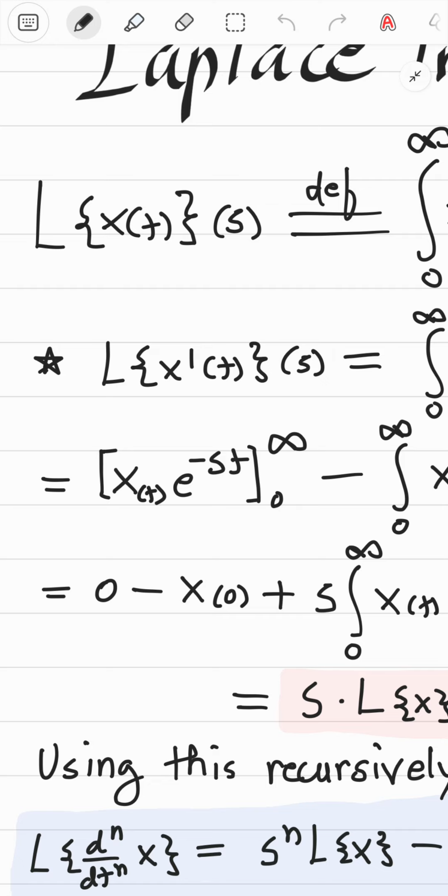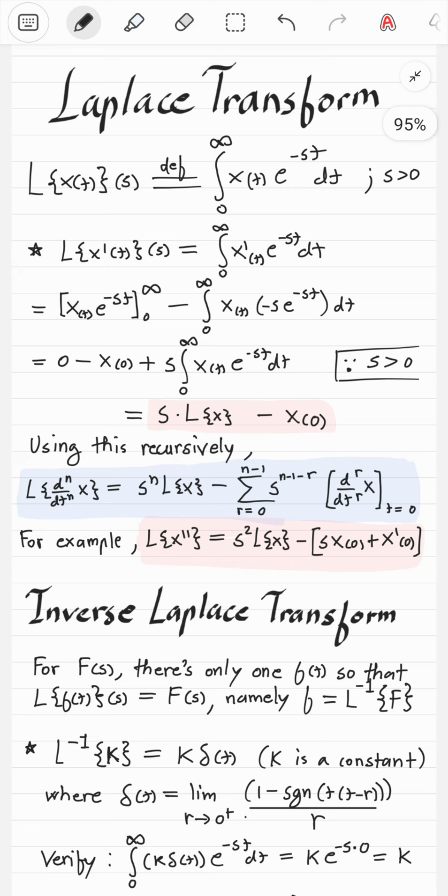Sometimes we won't write this parenthesis s. I'll just skip this part sometimes, and write the Laplace transform of this function x of t, and in this context, since we are going from time domain to frequency domain, it will be evaluated at some s. So it's defined like this: by definition, the integration from 0 to infinity of x of t e power negative st dt.